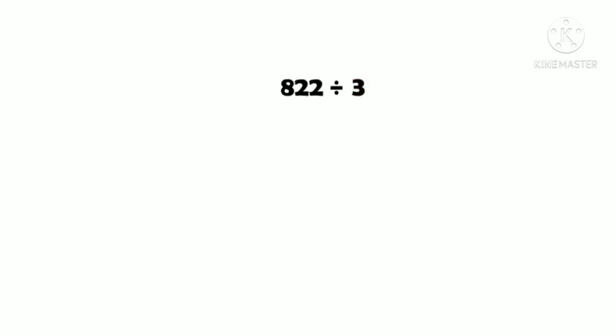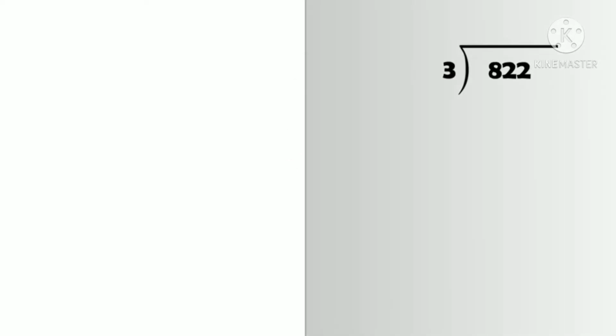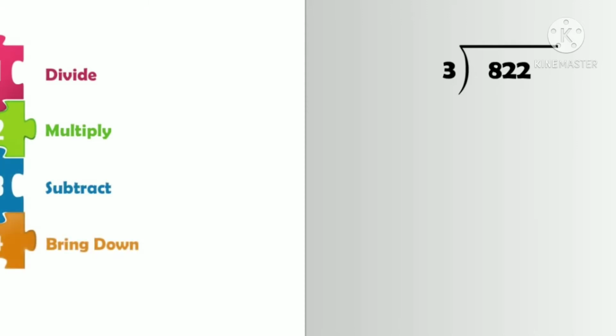To start this division, we draw the long division symbol, and then we write our dividend, 822, inside it, and our divisor, 3, on the left of it. When performing long division, we carry out 4 steps with every digit in the dividend. First, we divide, then we multiply, and then we subtract. And finally, we bring down the next digit from our dividend until we have no more digits to bring down. Let's see this operation in action.